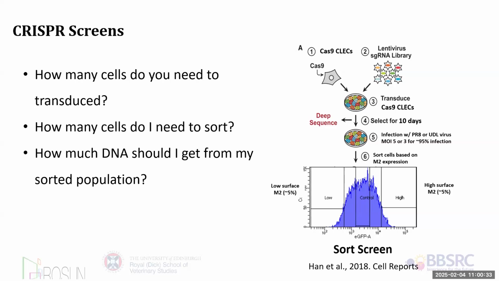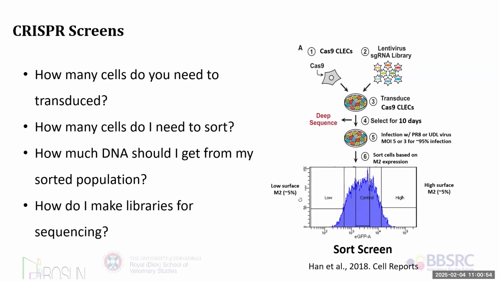Then the question we'll look at is how much DNA we should be getting from our cells. That's another point where things might go wrong. You've sorted enough cells, you're like, great, and then you do the DNA extraction, and you get a lot less DNA than you were expecting, and that's going to massively reduce the power of the screen.